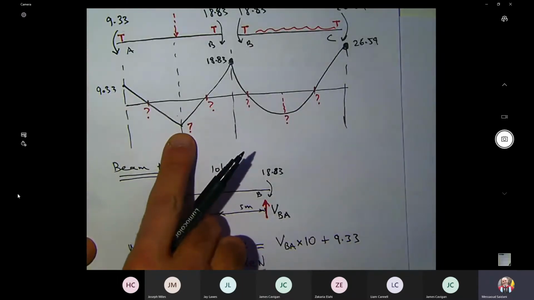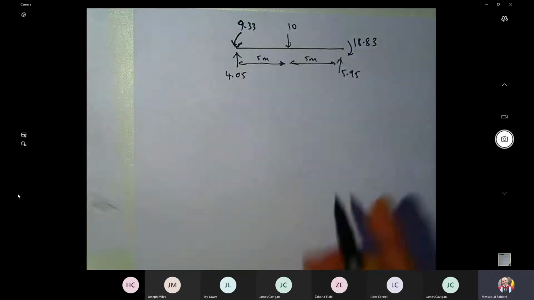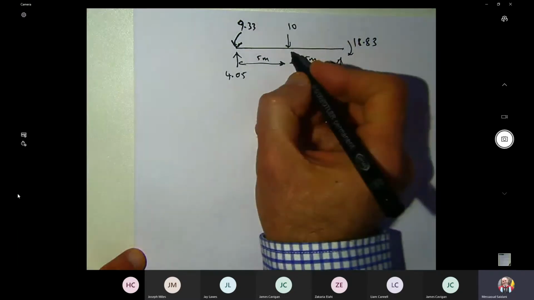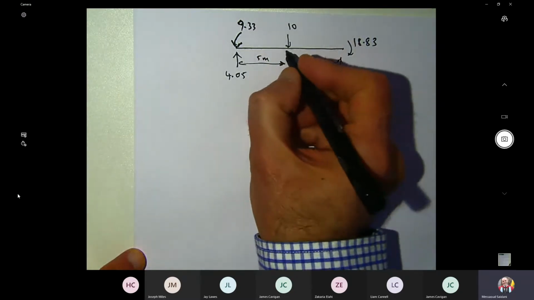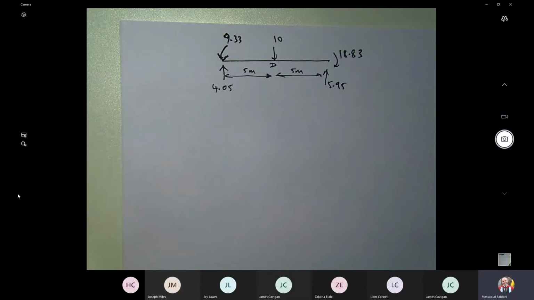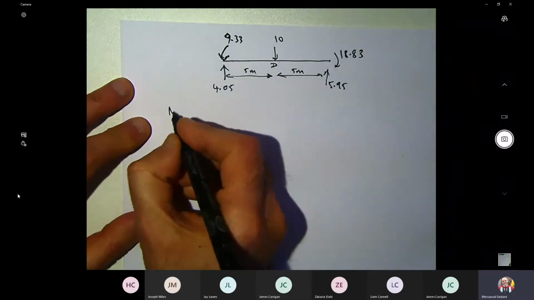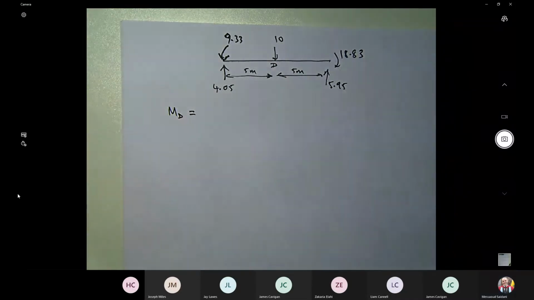Let's do this one first. Let's get the moment here. Can you see this moment there? Let me call this point here point D, for example. What is the moment at D?